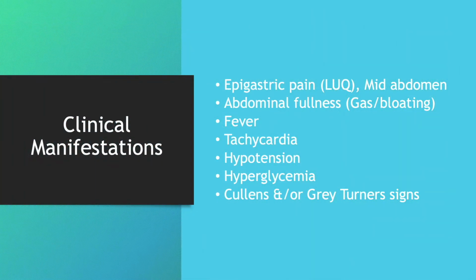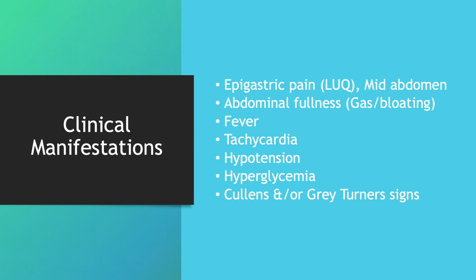So we're also going to have similar liver problems as well, guys. The clinical manifestations seen are things such as epigastric pain in the left upper quadrant to the center of the abdomen, because this is where the pancreas is located. There will be feelings of abdominal fullness, signs of gas and bloating. Also, a fever may be present along with an elevated heart rate and a decreased blood pressure.